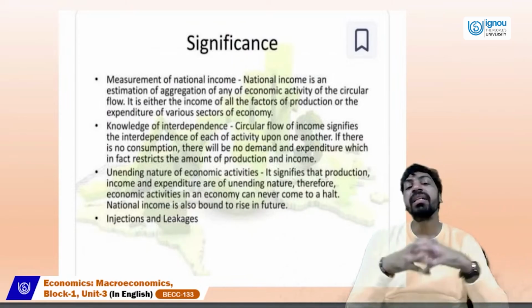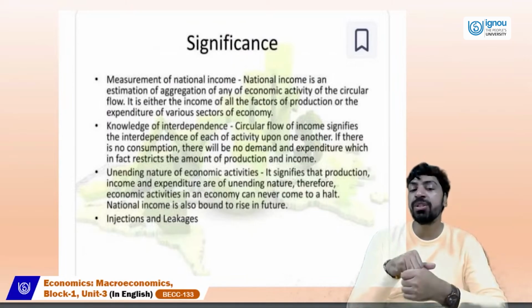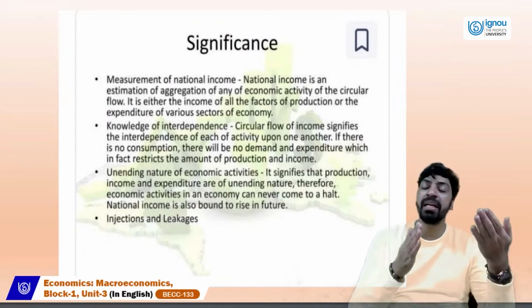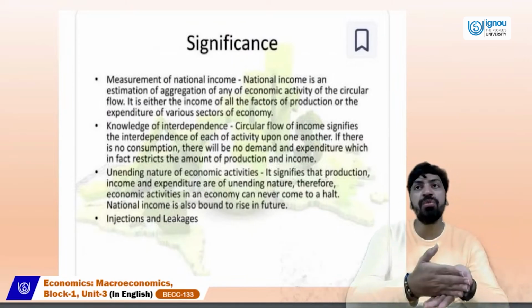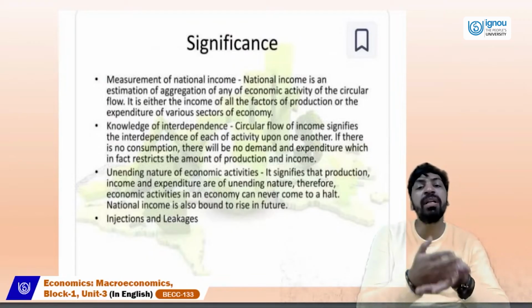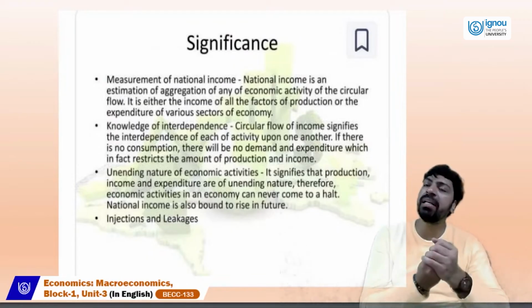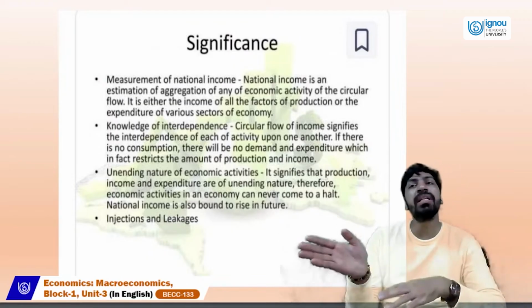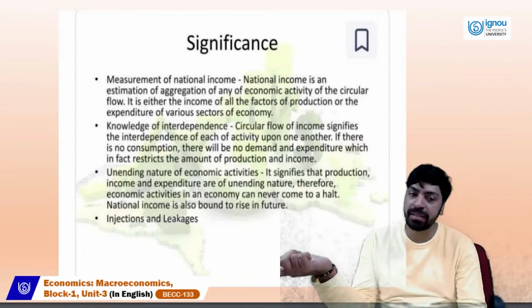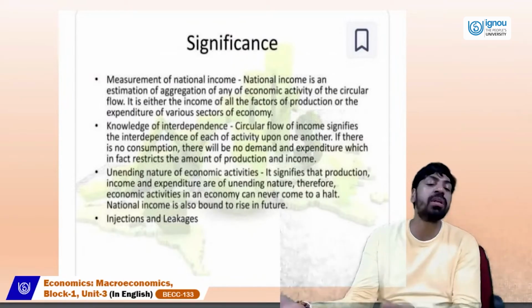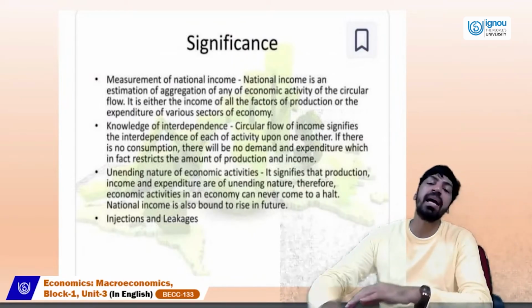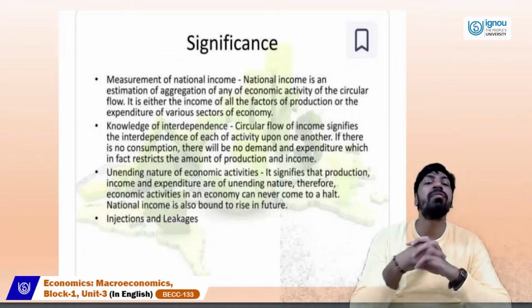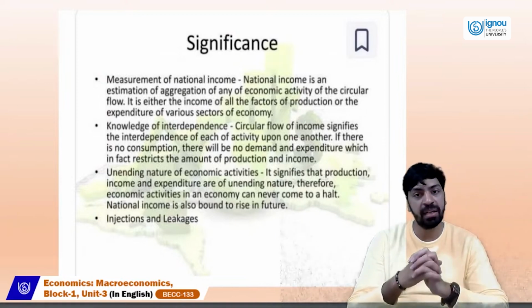The fourth is the significance in case of injection and leakage. If there is any withdrawal in one sector, automatically there is also an injection for another sector. That means a solution to another sector, and that is called the importance of the circular flow of income.